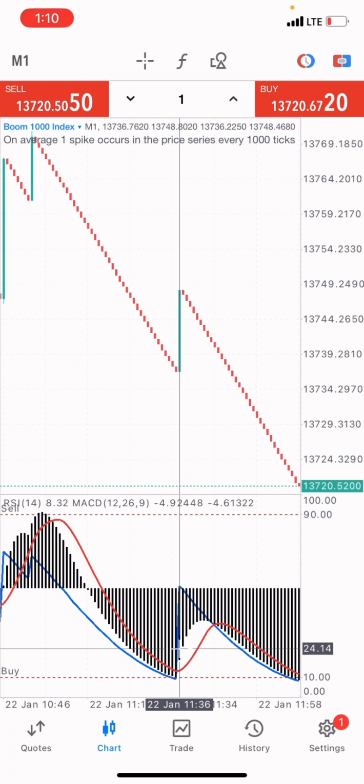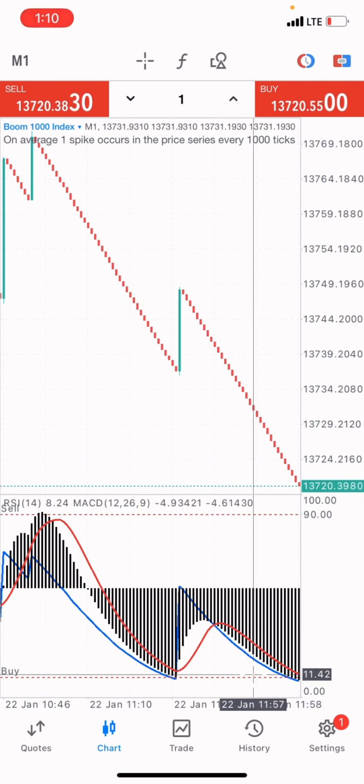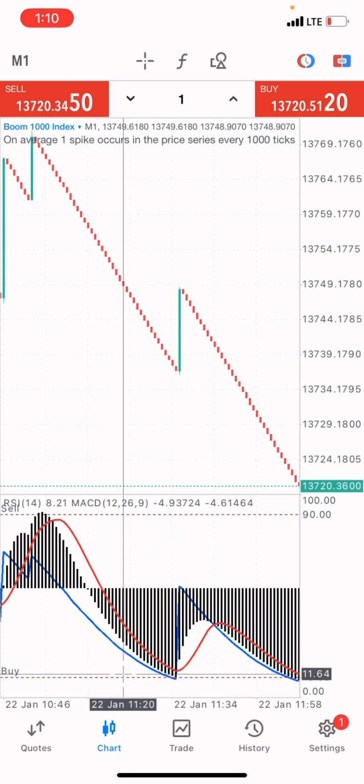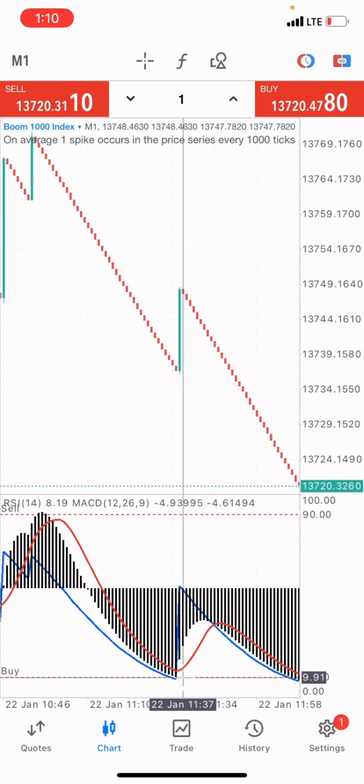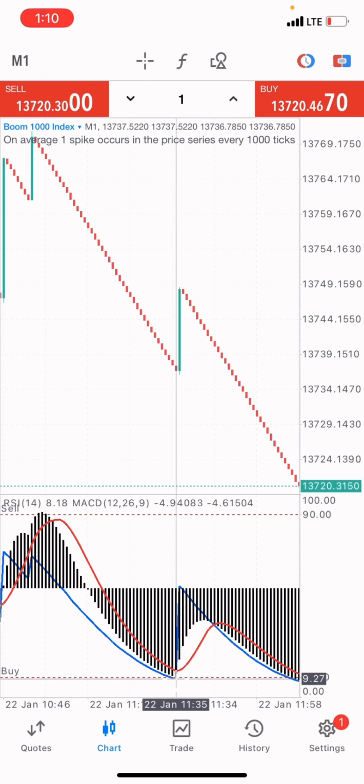So how do you get the perfect spike? Because if you place a buy on Boom, you know that there's going to be some losses on the market before the spike comes through. That's why you see that I added the level of 10 right here and the level of 90, and right here we're seeing a buy. So whenever this MACD touches this level of 10 of the RSI, the spike is going to come.